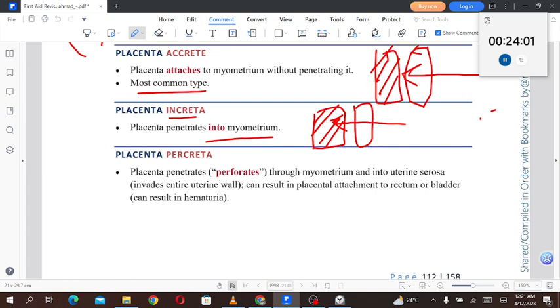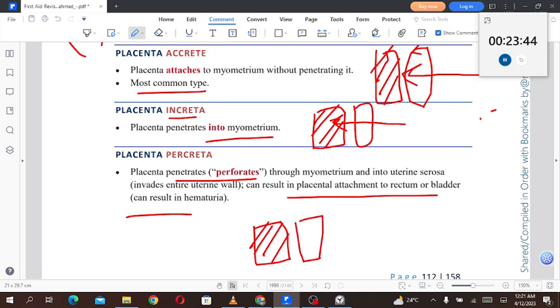So the placenta penetrates or perforates through the myometrium into the uterine serosa all the way out. It invades the entire uterine wall and can result in placental attachment to the rectum or bladder and can result in hematuria. Let's suppose this is the myometrium, outside that we have decidua, and here we have serosa. So the placenta comes into the decidua, into the myometrium, and then goes all the way to the serosa and may come out of that as well, and may attach to the urinary bladder that is present anterior to the uterus. It is a very dangerous condition called placenta percreta.